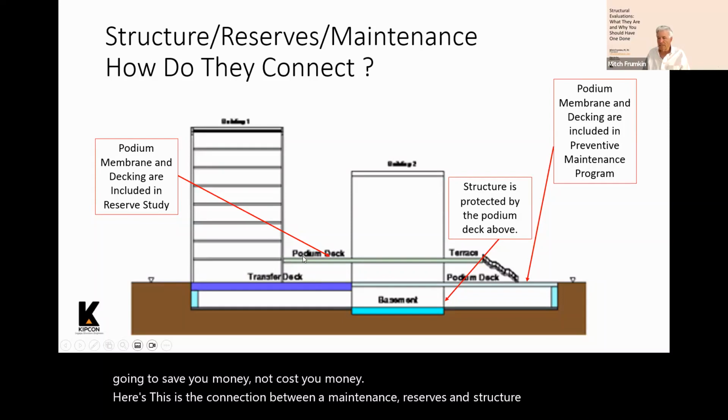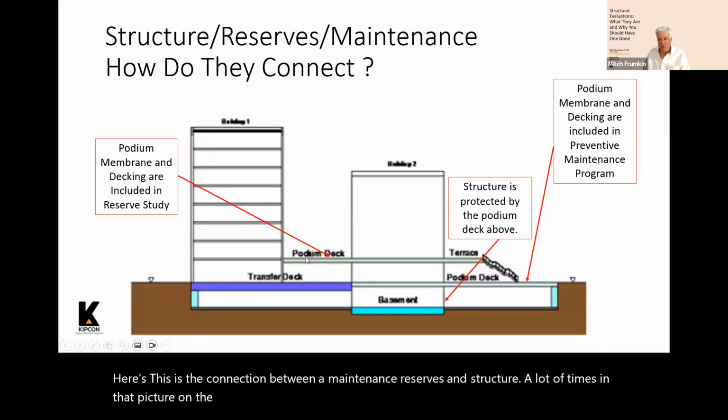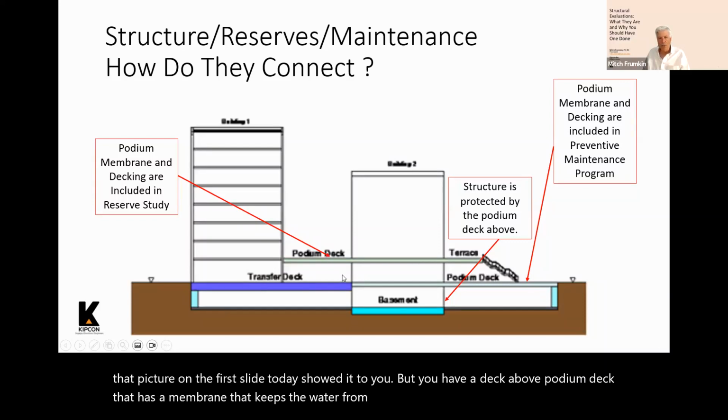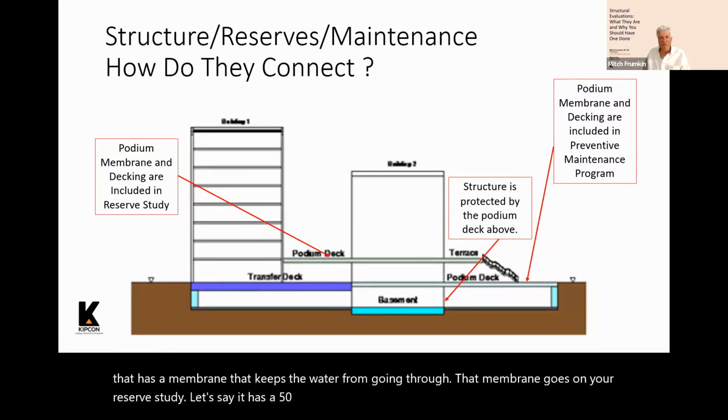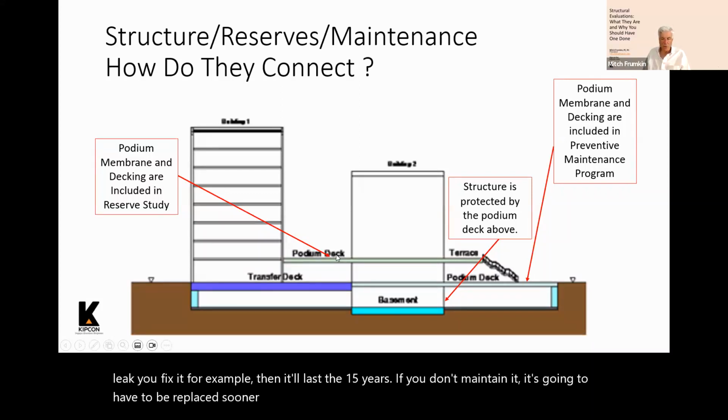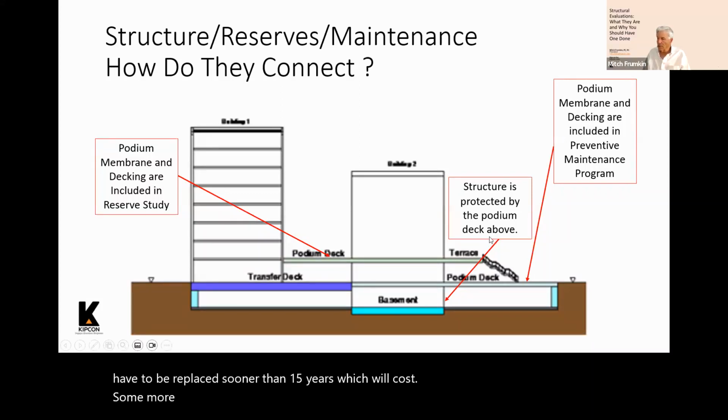Now, this is the connection between maintenance, reserves, and structure. A lot of times, and that picture on the first slide today showed it to you, you have a podium deck above that has a membrane that keeps the water from going through. That membrane goes on your reserve study. Let's say it has a 15-year useful life. If you maintain it, and anytime you see a leak, you fix it, then it'll last the 15 years. If you don't maintain it, it's going to have to be replaced sooner than 15 years, which will cost you more, but the water's going to get through and rot out the structure, which is going to cost you a lot of money to fix.